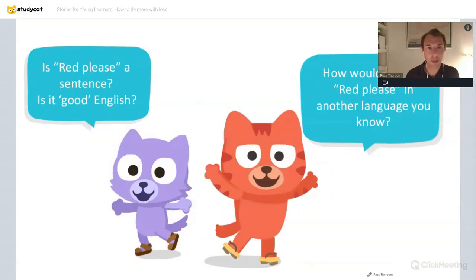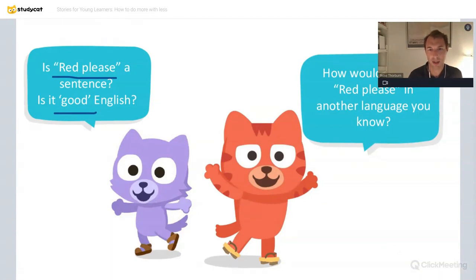Now, next, I wanted to talk to you about the language, because this wasn't me that was doing this so much. This was Jake, but this became an interesting point. What do you think about this? Do you think "red, please" is a sentence? Do you think that's good English? Do you think that's acceptable for children to see "red, please" in a dialogue, or is that wrong?